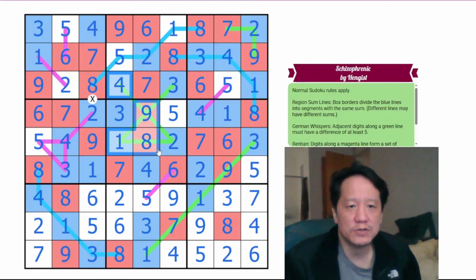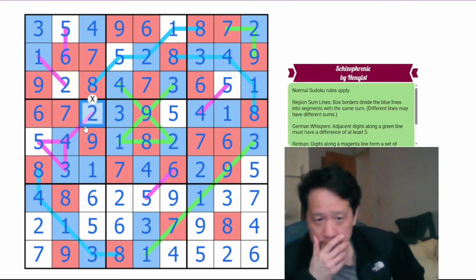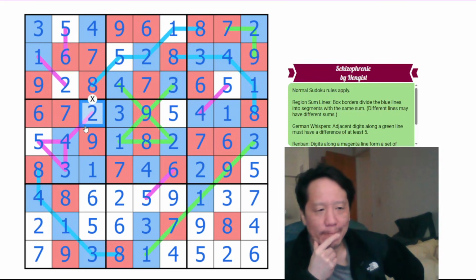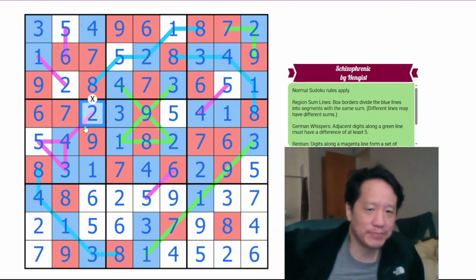Yeah, pretty cool, actually, how these all sort of fit, where this digit could be. That was basically the break-in here. And it was sort of just recognizing that. Yeah, nice little puzzle here.